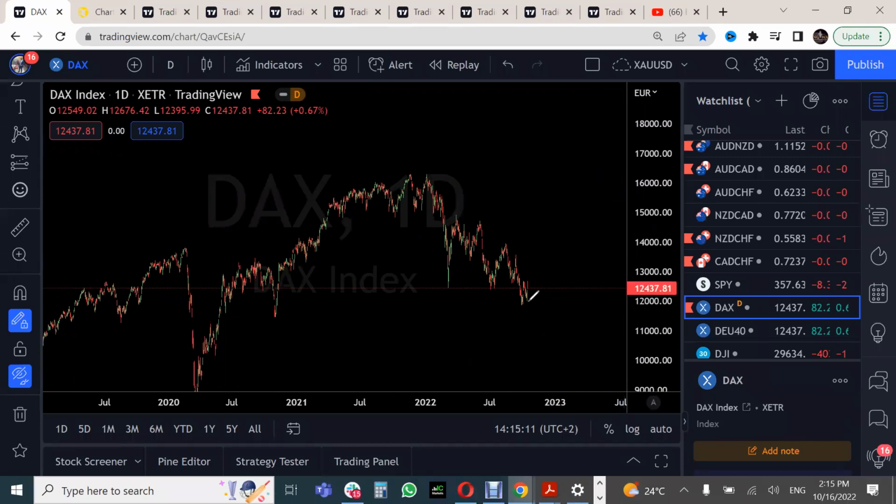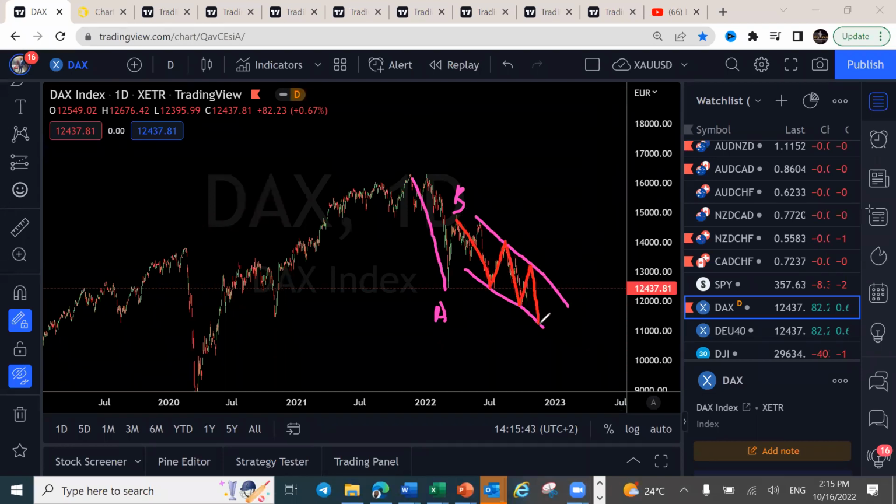DAX also has broken below this level here. We may see this one continue to the downside, making this 1, 2, 3 here. So this may be making an ending diagonal in this case. This is 1A, this is B, and then we start making 1, 2, 3, 4, 5. Not like that. So it should be 1, because that's 3 waves, 2, 3, 4, 5, then that will be your C. Okay, just keep an eye.